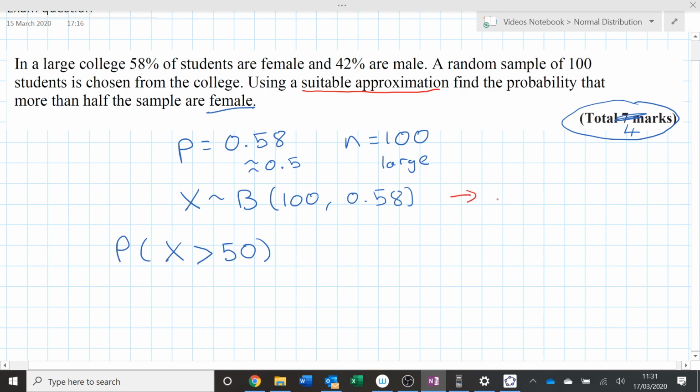So we're going to approximate this with X normally distributed. I'm going to run out of space, so I'm going to work it down here. I'm going to say mu is equal to 100 times 0.58, and sigma is equal to the square root of np(1 minus p), 100 times 0.58 times 1 minus p, which I've got is 0.42. And then that is going to be my approximation.